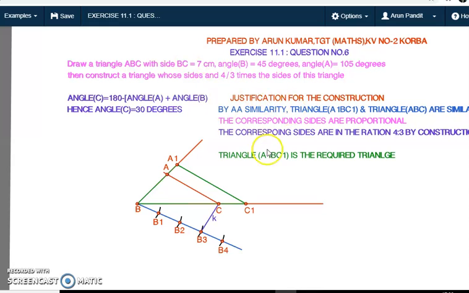But before constructing the similar triangle, we need to construct the given triangle. The given triangle is ABC, in which BC is 7 centimeters. But we don't have the other two sides. Only one side is given. So we have to draw BC as a base. At vertex B we can construct 45 degrees, but we don't have vertex A on the line segment BC.